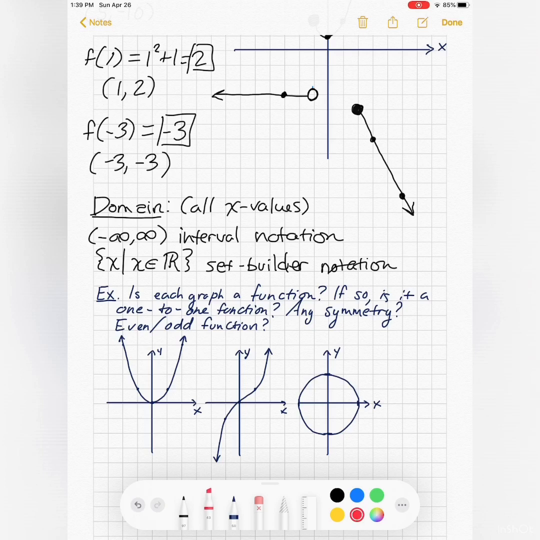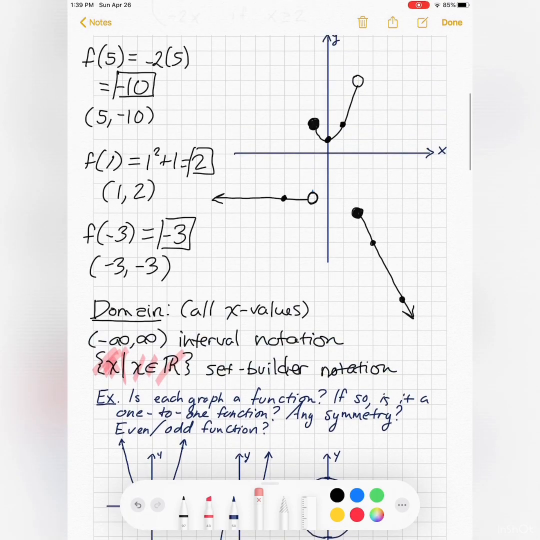Okay, so how do I read this again? The set of all the x's where x belongs to the set of real numbers. So maybe I can, let's just clean some of this space up.